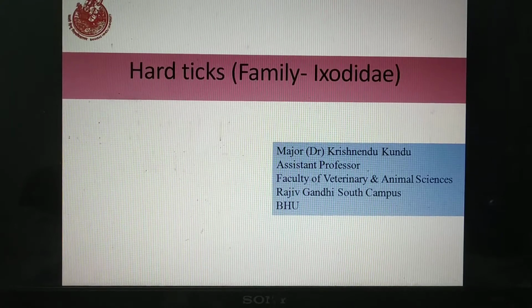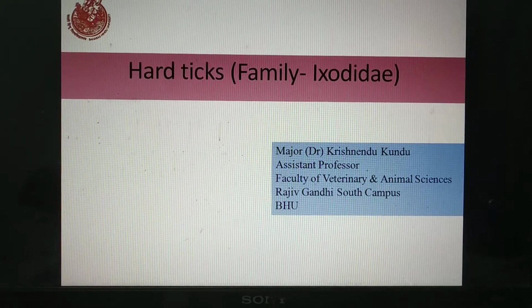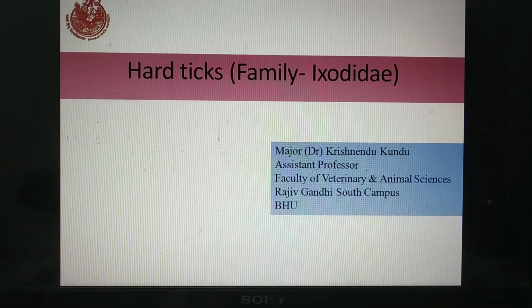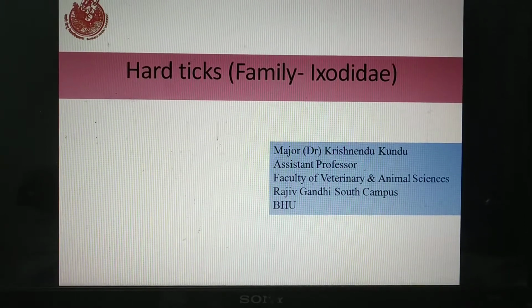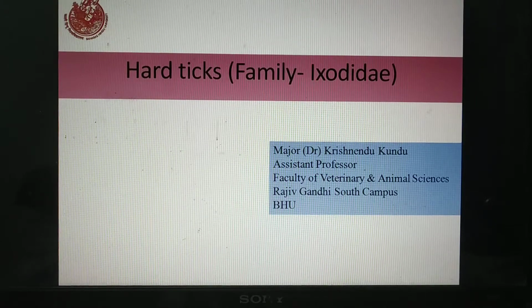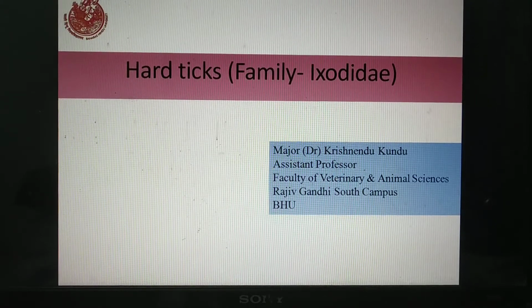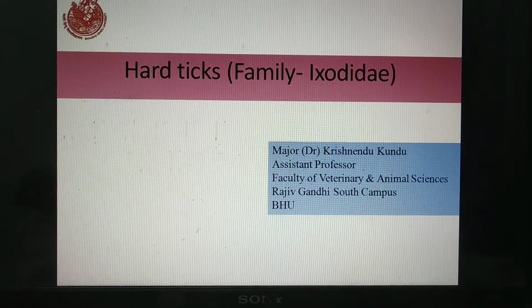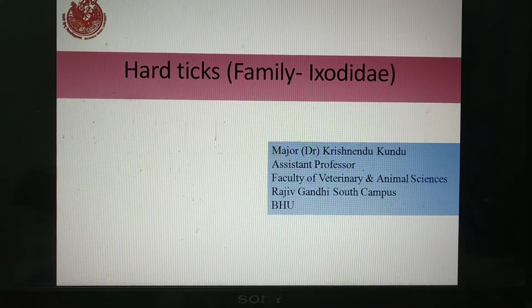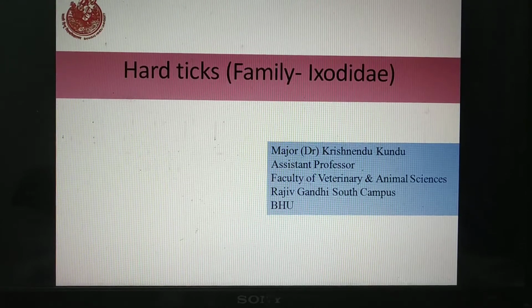So we discussed what ticks are. We discussed the classification of the ticks. We discussed the difference between the hard ticks and soft ticks, as well as the life cycle, diagnosis, and control of some of the soft ticks. Now let us talk about the hard ticks.